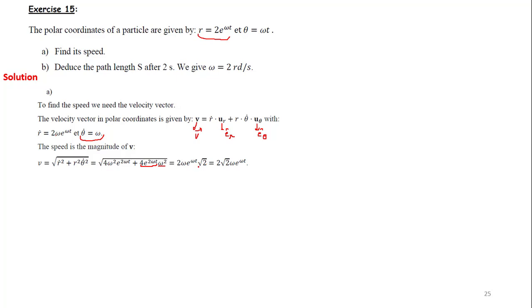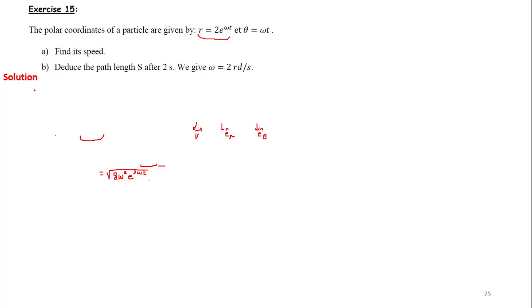From where did we get this radical? In fact, you will obtain here the radical of 8 ω squared e to the exponential of 2ωt. And the radical of 8 is 2 radical of 2. Okay, so we found the speed v.